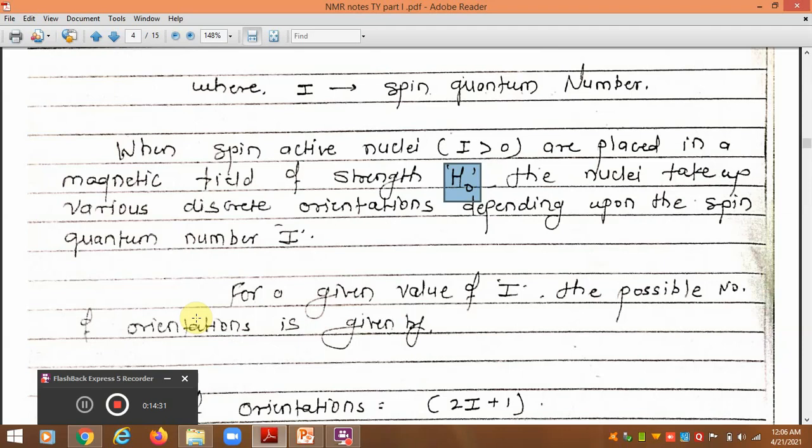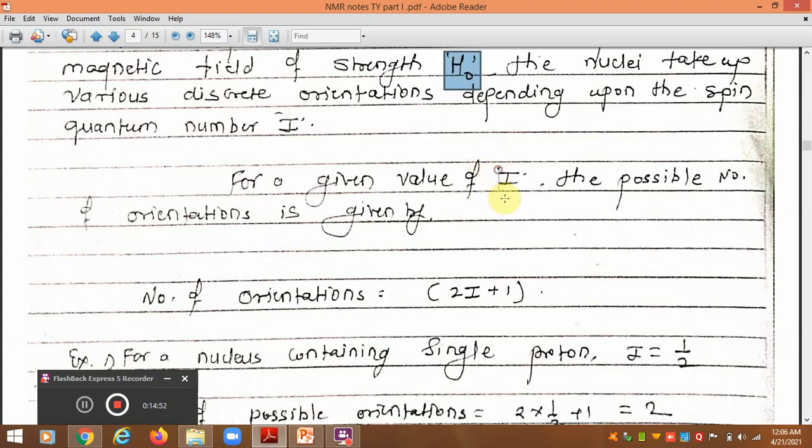So this is very simple. Whenever such spin active nuclei are placed in the applied magnetic field, the spinning nuclei take different orientations based upon the spin quantum number, and for a given value of spin quantum number I, the possible number of orientations is given by 2 into I plus 1.